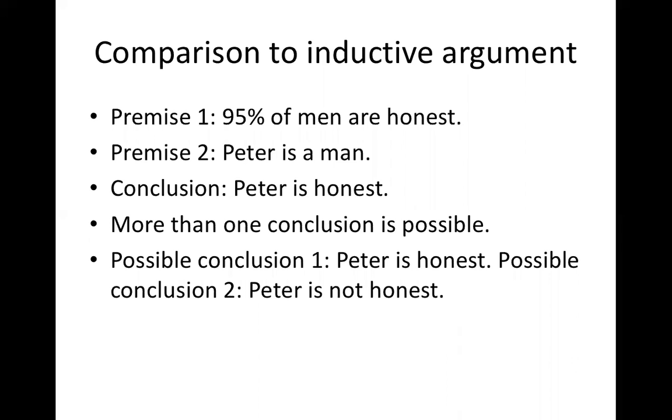Now, if Peter is among the 95% of men that are honest, then the conclusion is true. But if Peter happens to be among the 5% of men that are dishonest, then the conclusion is not true. So there are 2 possible conclusions. Possible conclusion 1, Peter is honest. Possible conclusion 2, Peter is not honest. That is how you know an inductive argument. An inductive argument is an argument that permits you to have more than one conclusion.